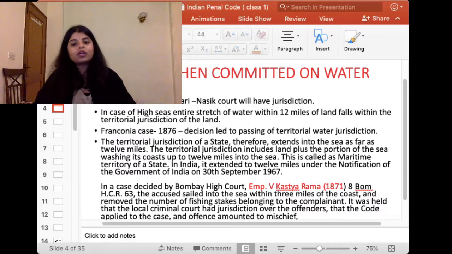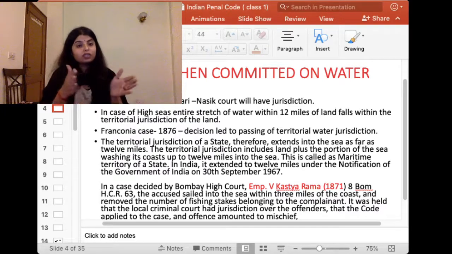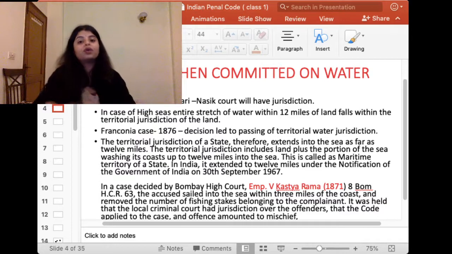Now in a case called Emperor versus Kaistarama, a person enters the sea within 3 miles of the coast and removes the fishing stakes belonging to the complainant. In this case also it was held that the local criminal court had jurisdiction over the offender, and the court held that the act amounted to mischief since it was within the territorial limit. Okay.